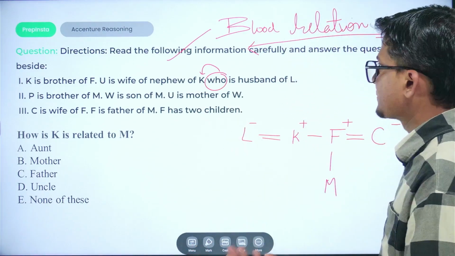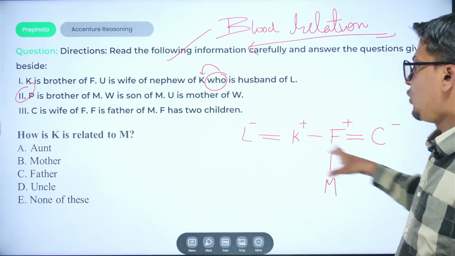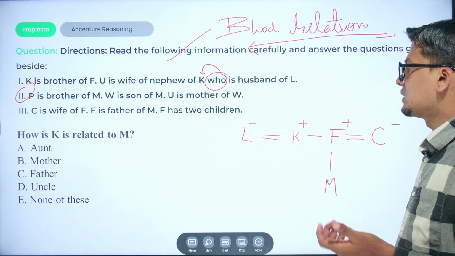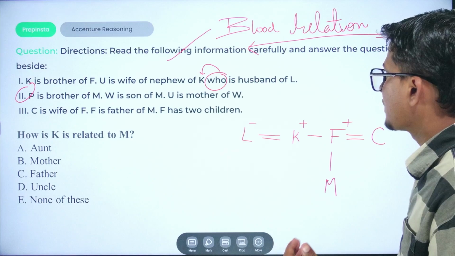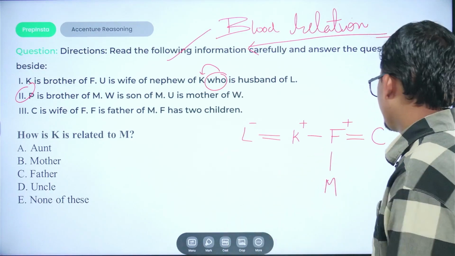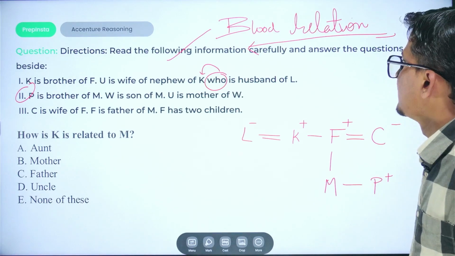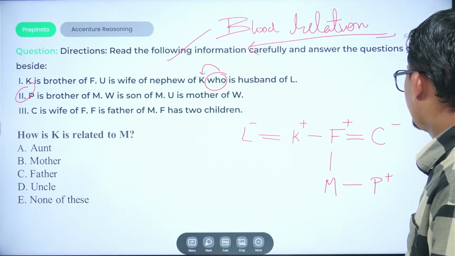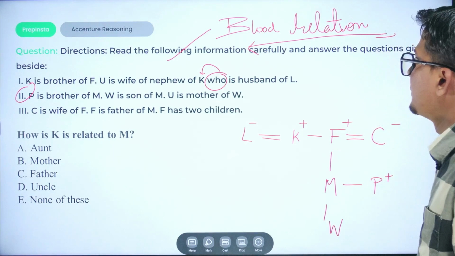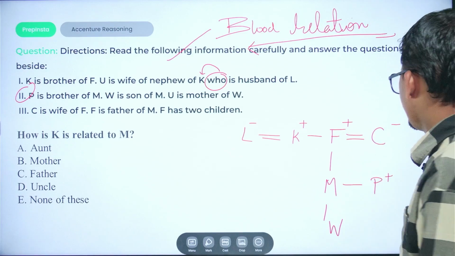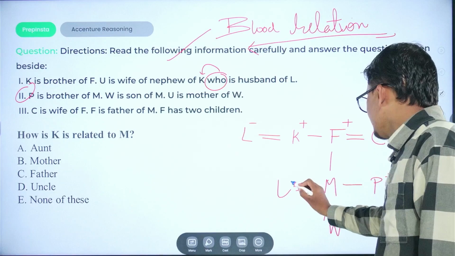Now coming to the next sentence, so that we can draw the dots and join all the particulars, we can identify all the family members. So with regard to M, let us see whatever information is given. P is brother of M. That means P and M are siblings, right? And W is son of M. So W would be the son. U is mother of W. That means U and M are couples.